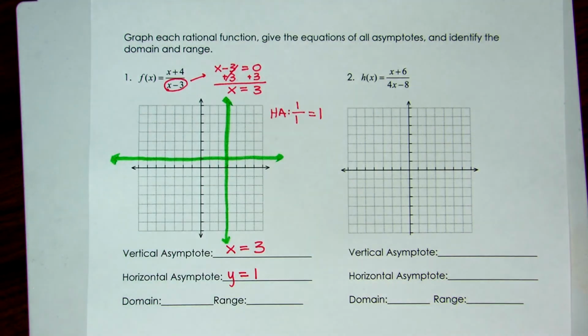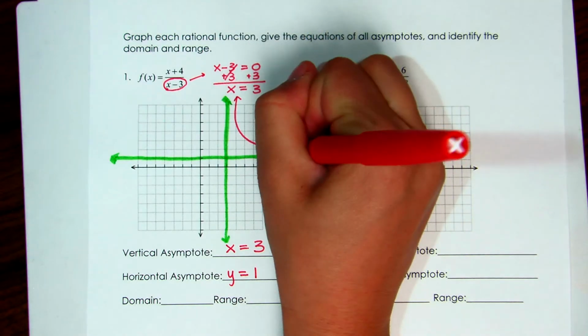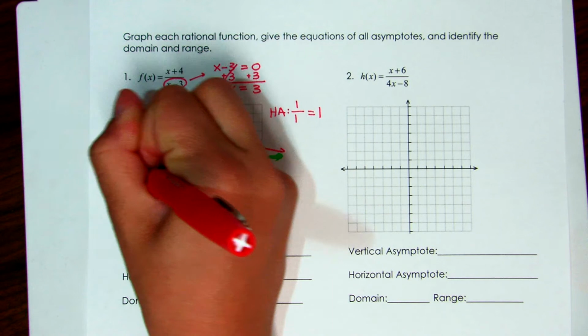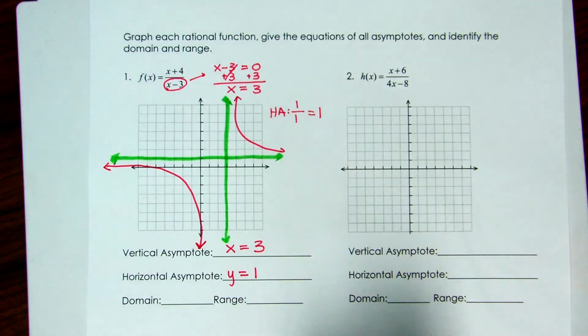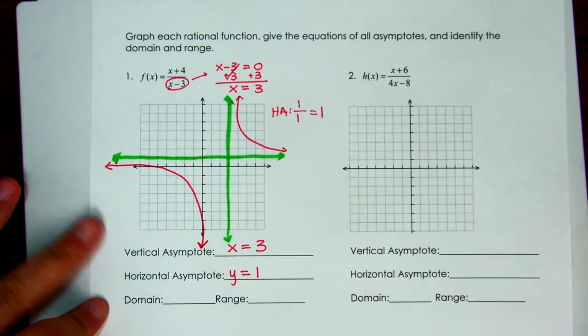Those are my asymptotes. And then I just sketch the graph. It's positive, so top right and bottom left. They get close to the asymptotes but don't touch them. And then I have to do my domain and my range.